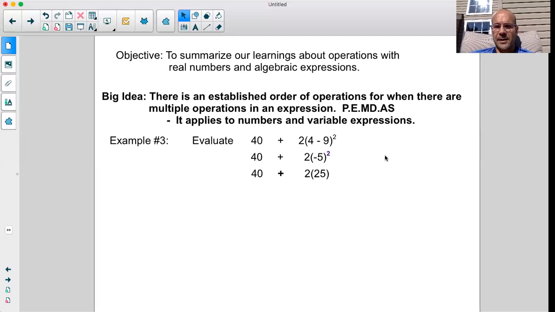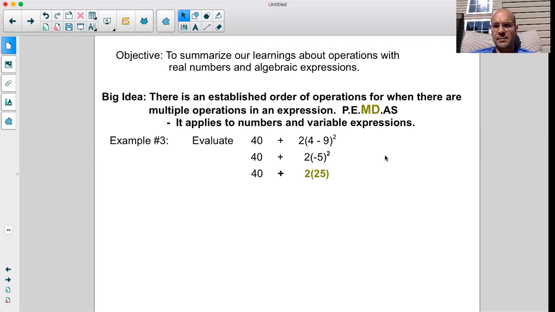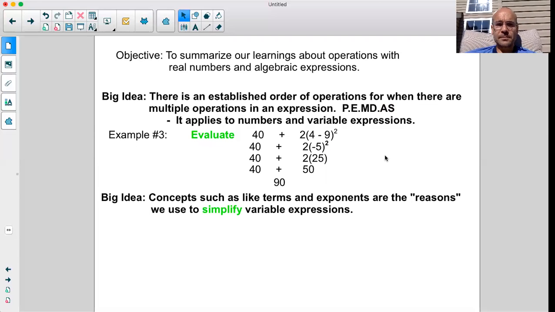One little thing is happening at a time so we can maintain equivalence. What's the next thing that has to happen here? The multiplication and division. Notice how that add and subtract is still kind of waiting on the back burner. 2 times 25 has to occur, becomes 50, and now finally we can get to the add and subtract and we get 90. So we just evaluated following the order of operations. I hope that's something you've gotten better at this year.